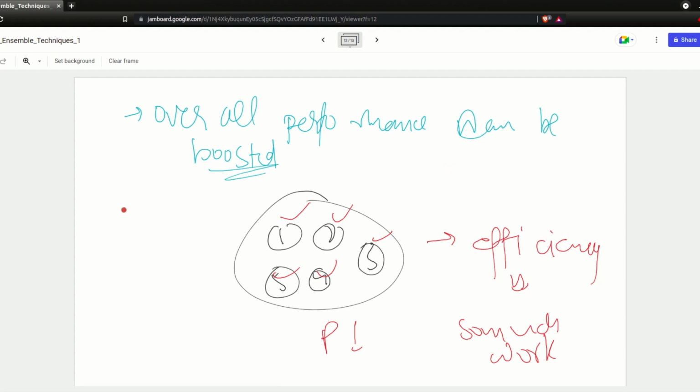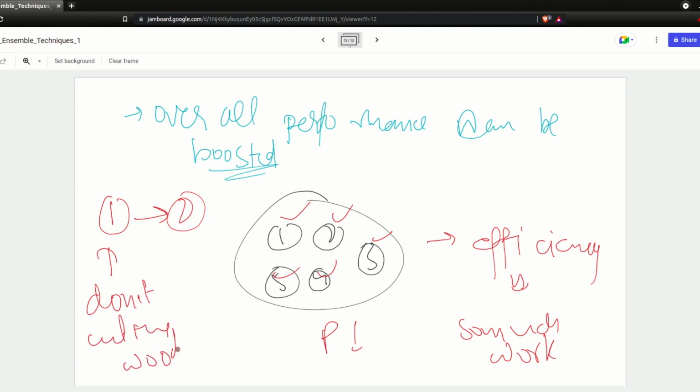We are using dependence. Let's say person 2 is dependent on person 1: if you don't cut the wood, I will not be able to transport. So that's the thing, we are using dependence here, one model over another, and that will finally give us the output. So this is the basic crux of sequential ensemble methods.